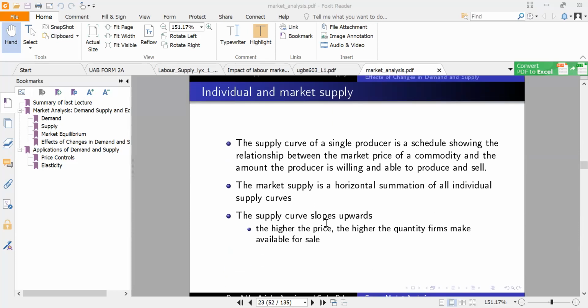The supply curve slopes upwards. By now, you should know that the demand curve slopes downwards because it's negative. The supply curve is positive with price, so it slopes upward, meaning that the higher the price, the higher the quantity firms make available for sale.